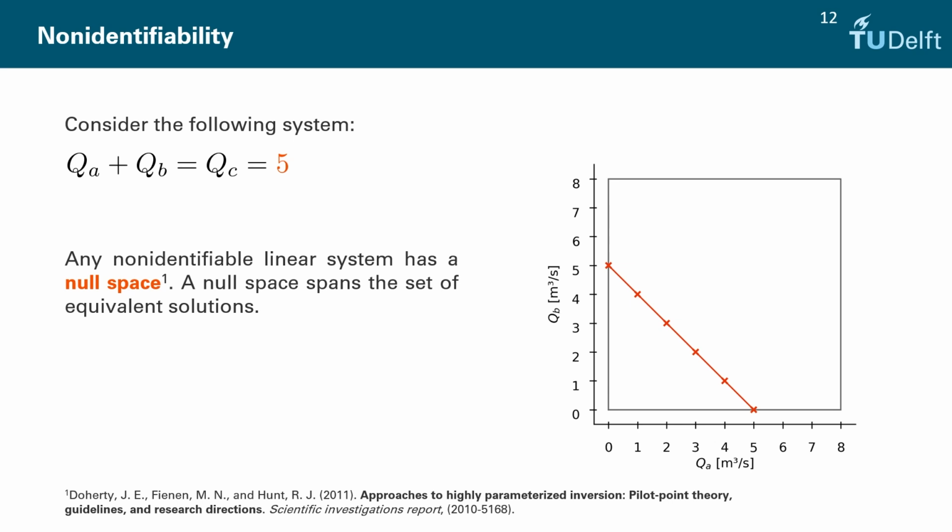So this line is obviously very interesting for us in uncertainty quantification, because it basically tells us which solutions we cannot distinguish based on the data we have.